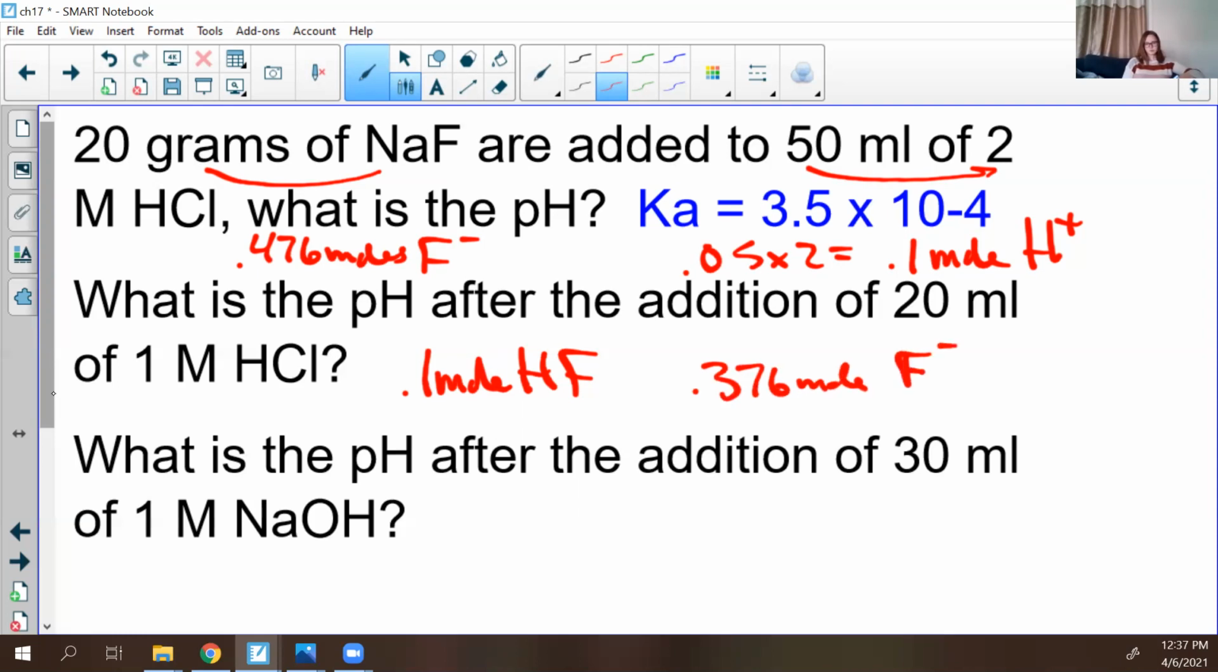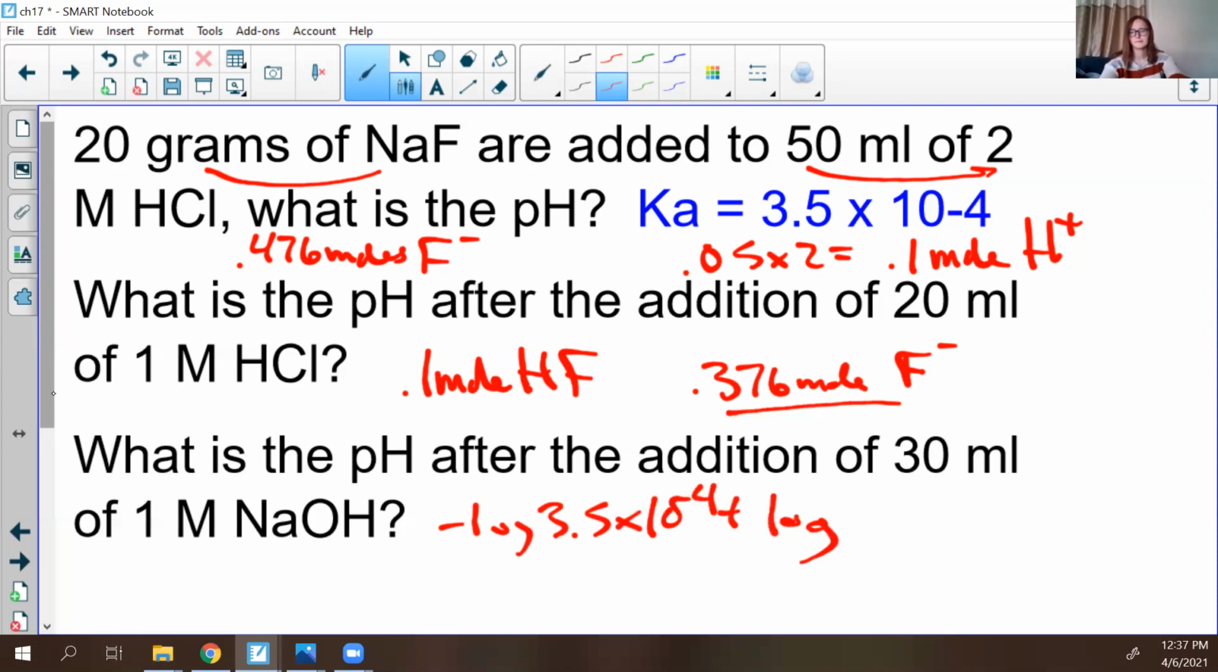Okay, then we just Henderson-Hasselbalch that, right? All right, so the negative log of 3.5 times 10 to the negative 4 plus the log of the base, which is this one, over the acid, which is that one, equals what number? 4.03?